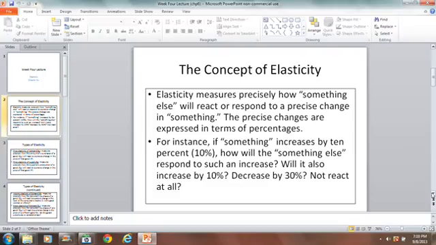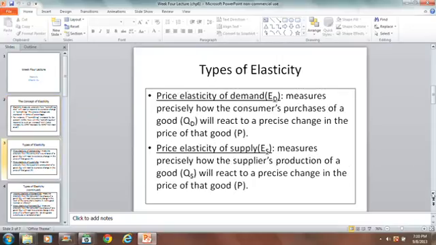Now in this chapter, there are 4 types of elasticity that we will investigate. And one of the types, particularly the type called price elasticity of demand, gets the bulk of our attention because price elasticity of demand has lots of useful applications, and we will look at some in this lecture.